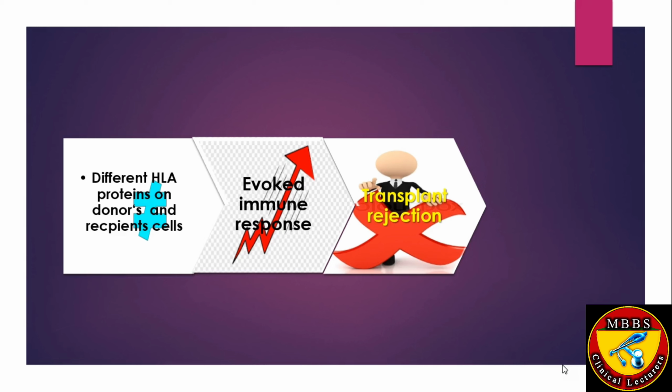this will stimulate the immune response. And whenever there is stimulation and triggering of the immune response, the ultimate result is transplant rejection. So therefore, a good donor and recipient combination is always created when there is a matching of their HLAs.